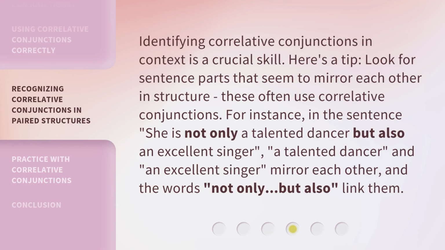Identifying correlative conjunctions in context is a crucial skill. Here's a tip. Look for sentence parts that seem to mirror each other in structure. These often use correlative conjunctions. For instance, in the sentence, she is not only a talented dancer but also an excellent singer. A talented dancer and an excellent singer mirror each other, and the words, not only but also, link them.